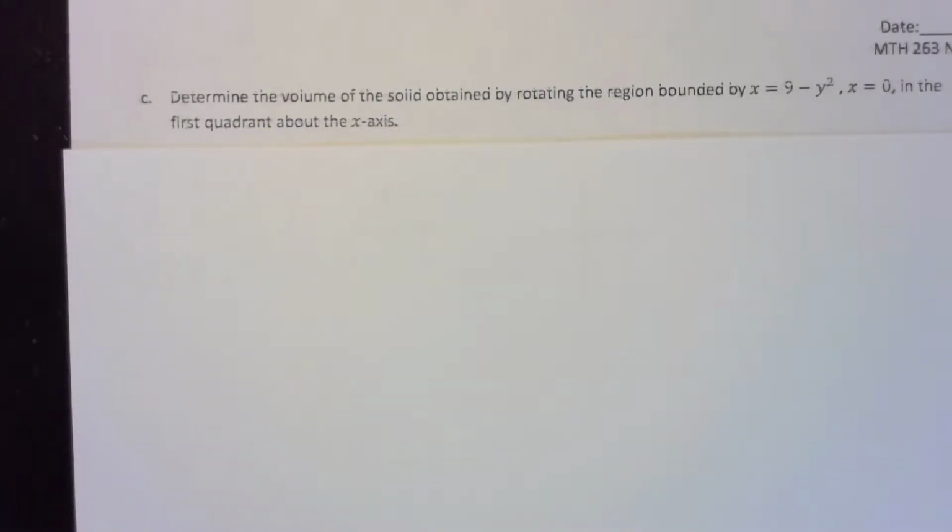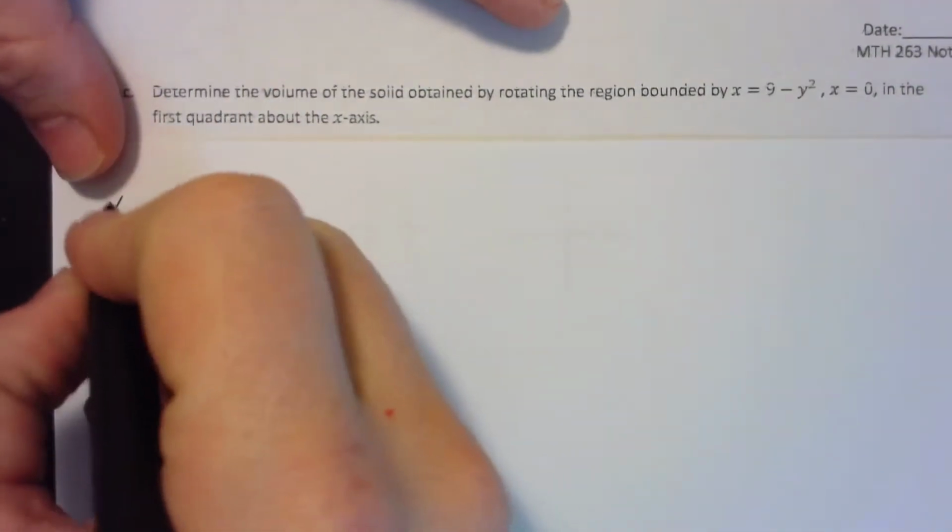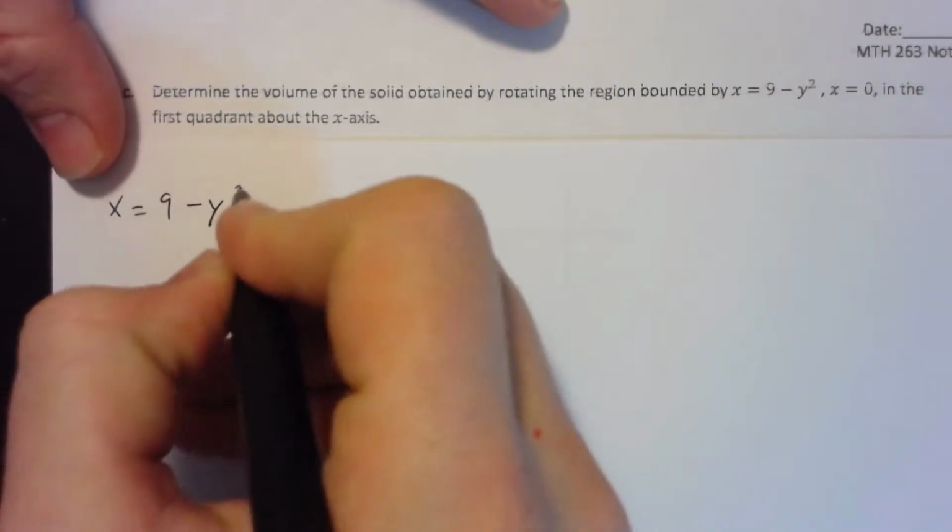In this video, we'll be once again looking at the shell method. Determine the volume of the solid obtained by rotating the region bounded by x equals 9 minus y squared, x equals 0, in the first quadrant about the x-axis. So our step one is to once again look at x equals 9 minus y squared.